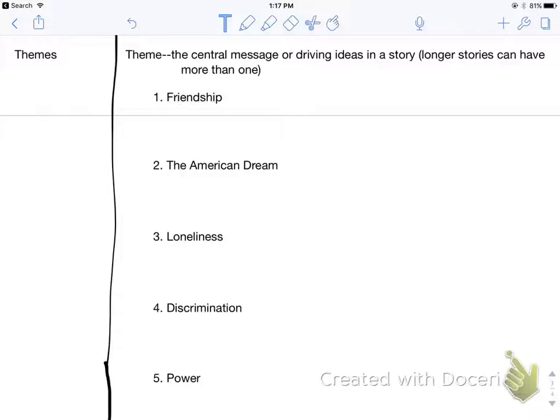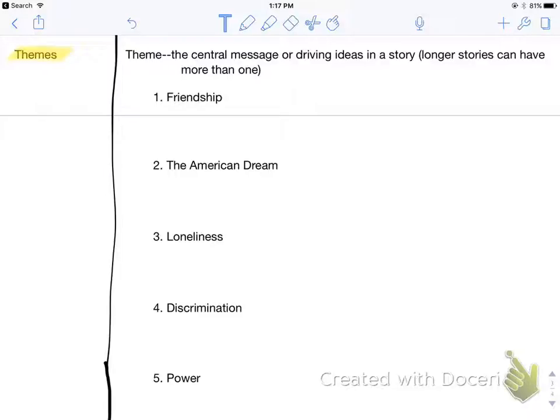Okay, last one is themes. The general definition, notice that this is now a new category, right? These are not literary devices anymore, so put themes over there to the left, way over to the left. And the definition for theme is just a central message or a driving idea in a story.